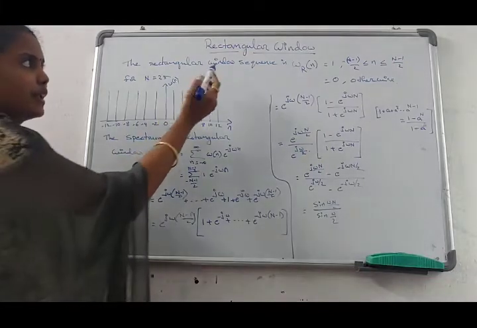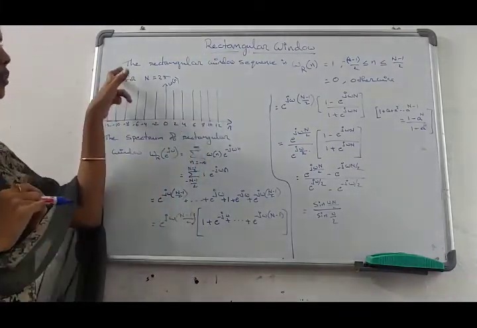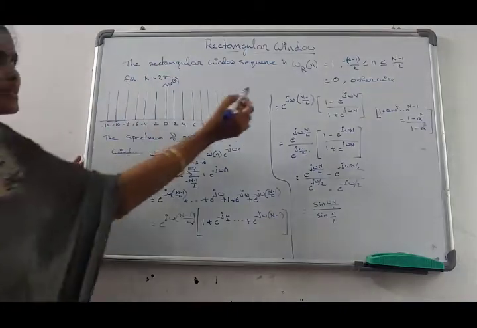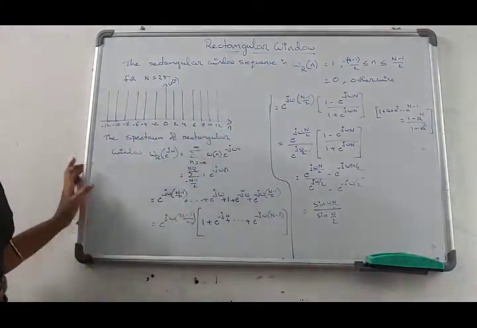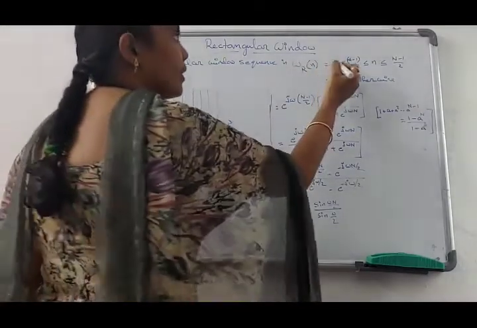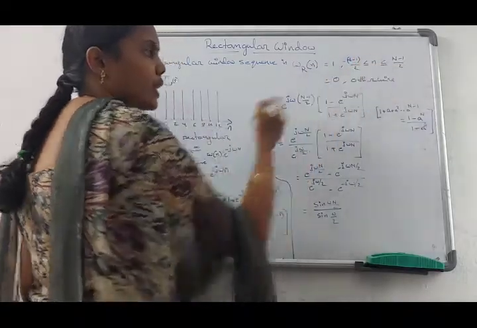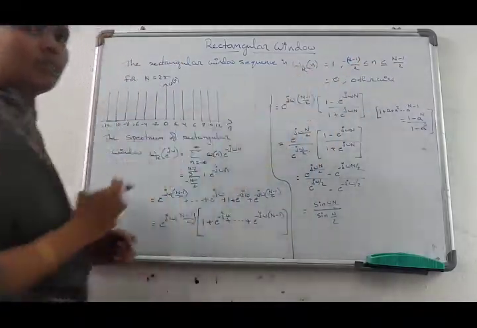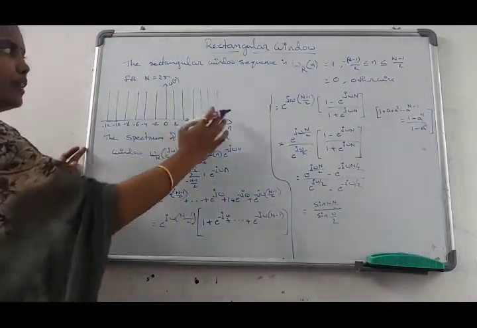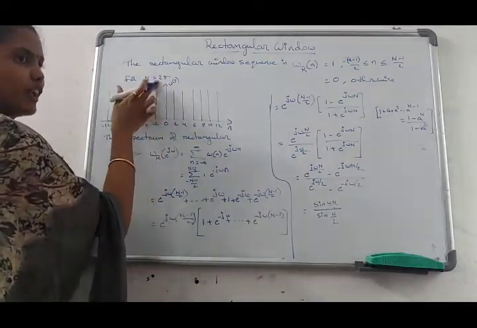The first window technique is the rectangular window, represented as WR of n, which is equal to 1 when n is between minus (N minus 1) by 2 and (N minus 1) by 2, and 0 otherwise. So take a finite rectangular window. I am taking N equal to 25.